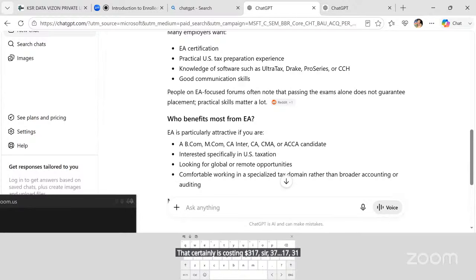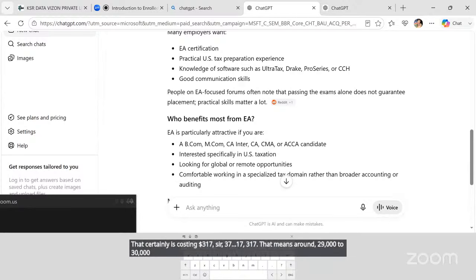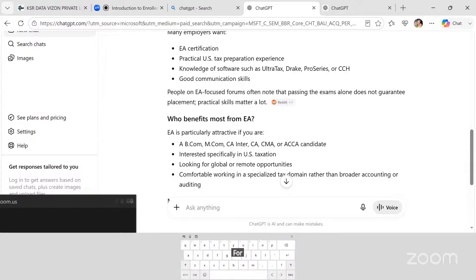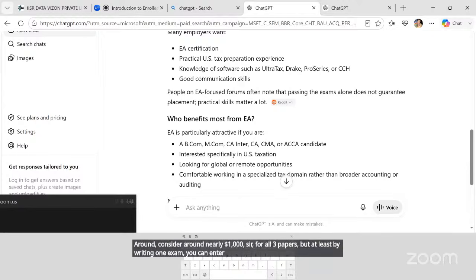317 dollars means around 29 to 30,000 rupees for each paper. We have 3 papers, each paper costing $317, so consider nearly $1,000 for all 3 papers. But by writing at least one exam, you can enter the market. Once you get a job, later you can spend on the second and third papers. Don't spend all the amount at once. First complete at least one paper and complete the total course.